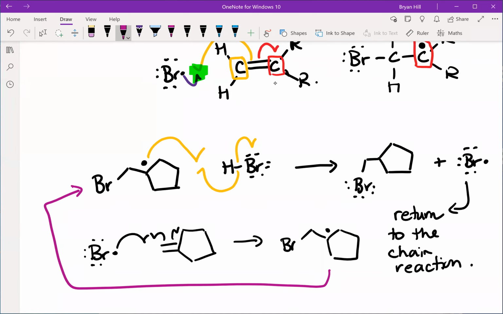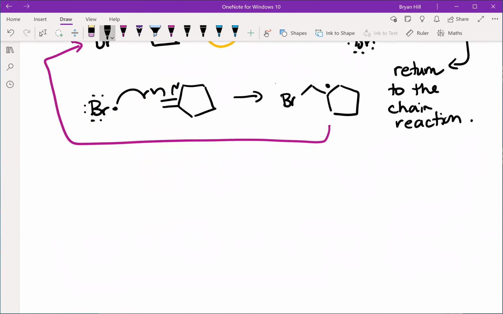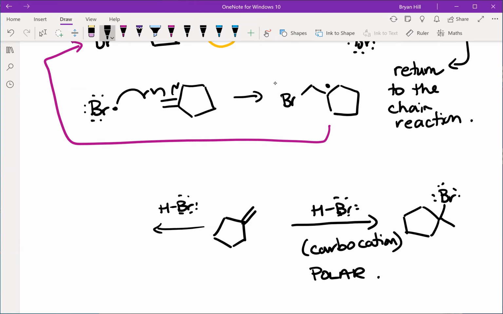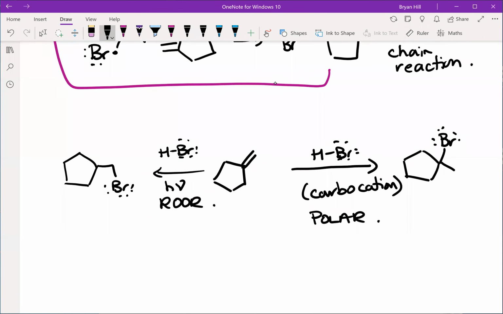So yeah, that's basically how you do an anti-Markovnikov addition of HBr. You just make sure that you include some peroxides in there and hit it with UV light. So we now know that HBr involves a carbocation. So this would be a polar reaction. And HBr, UV light, and ROOR will give us the anti-Markovnikov product, and this involves a radical.